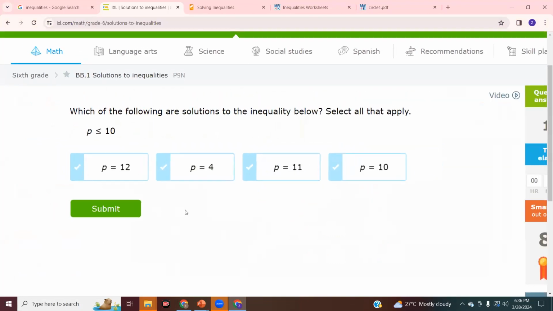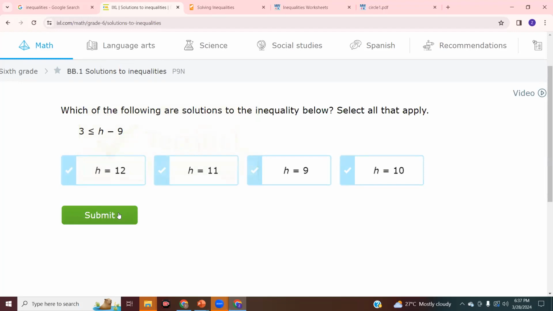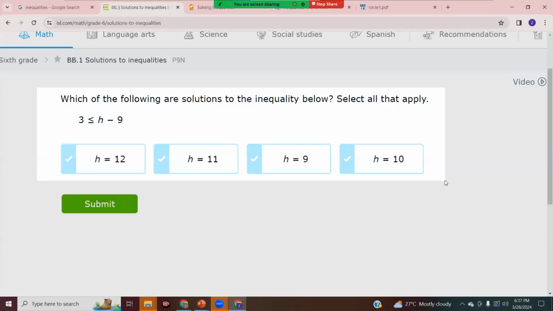Okay, now we have P is less than or equal to 10. What are going to be the solutions? P is less than or equal to 10. P equals 4 and P is equal to 10. Do we agree with her? For P, it's less than or equal to 10. Yes, sir. Okay, thank you. And then for this one, we have another one. This is another inequality.